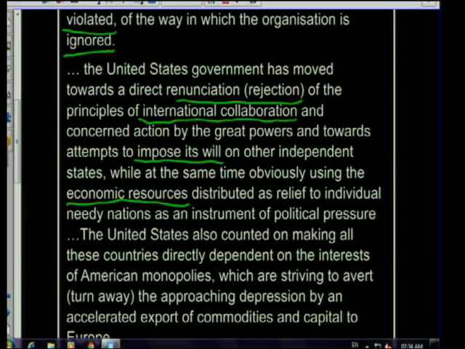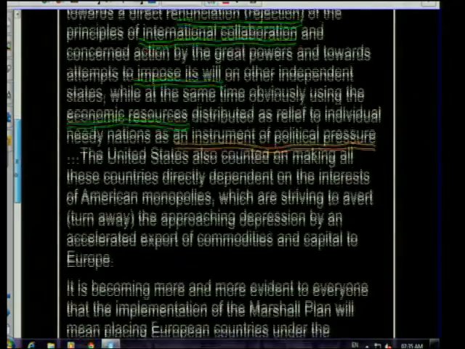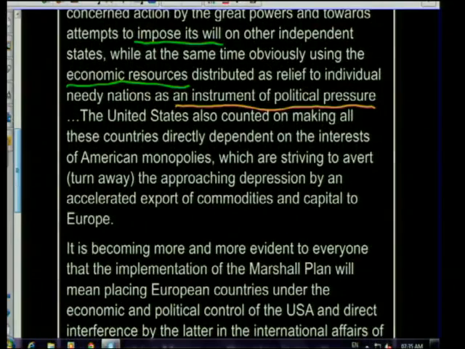To individual needy nations as an instrument of political pressure. That is very important. I'm going to underline that as well. So they're saying that this is not relief. It is just an instrument of political pressure because, as I said earlier on, they are accusing the United States of imposing its will. The United States also counted on making all these countries directly dependent.